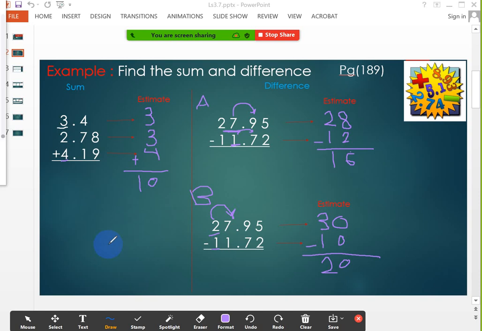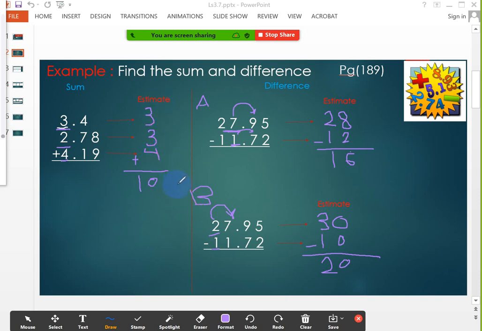Okay, I will repeat again. It's about rounding, girls. Nothing different from yesterday. First step, I think the sum is very easy for you. How to round 3.4 into the nearest ones. Also, this number, 3.19 hundredths, I have to round it into the nearest ones. So it will be 4. Okay, this is very easy.